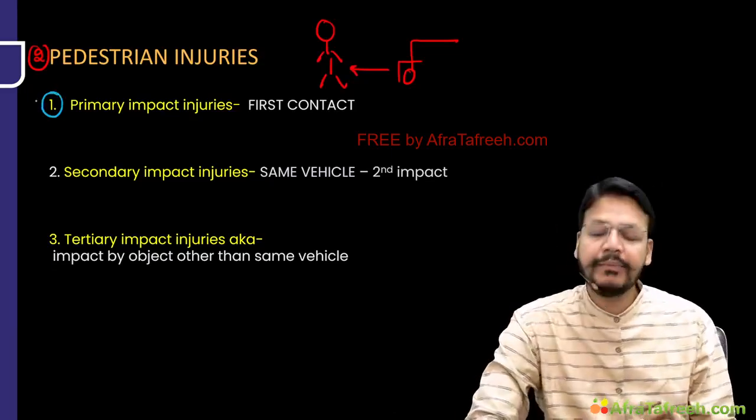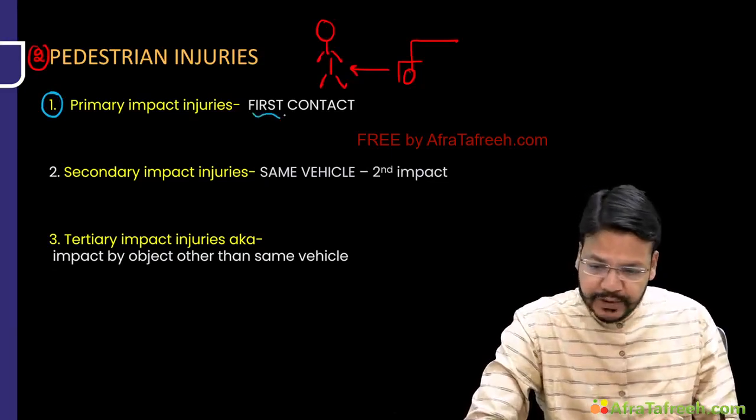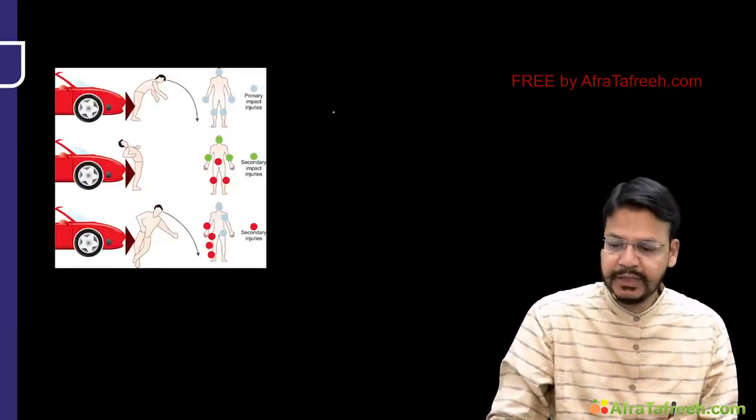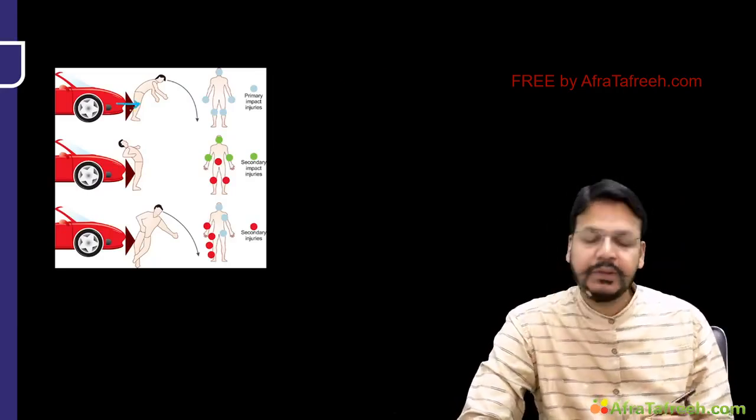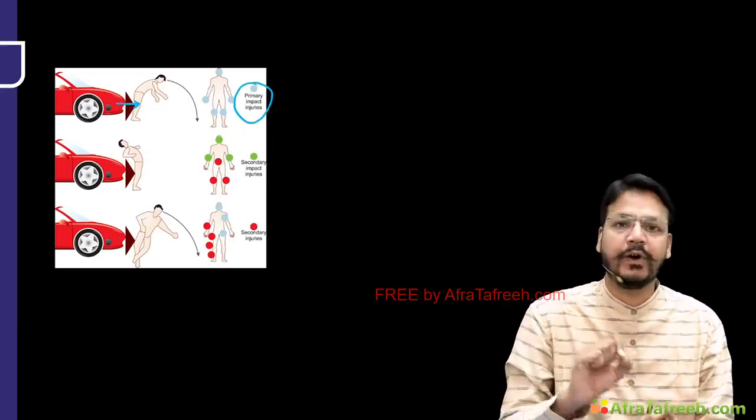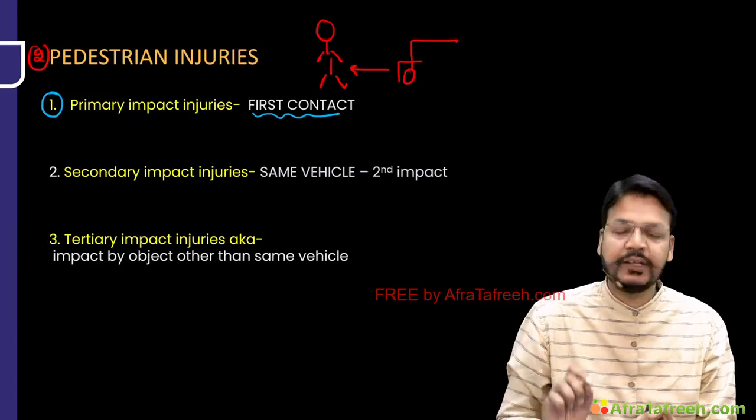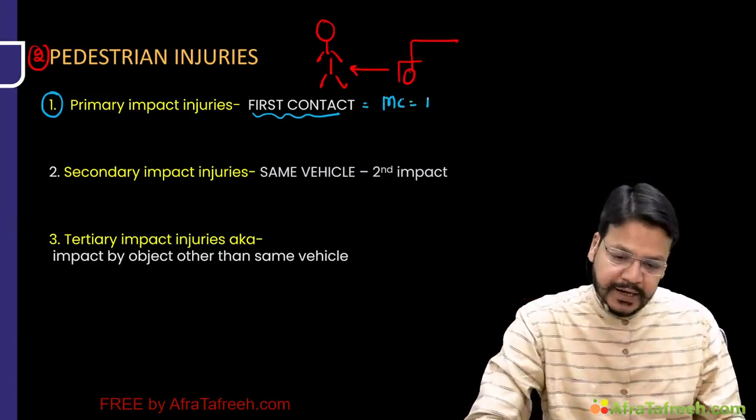Number one, primary impact injury. It is the first contact, as you can see in the diagram. This is the first impact of the vehicle to the body. This is known as primary impact injury. The most common site affected is the leg.